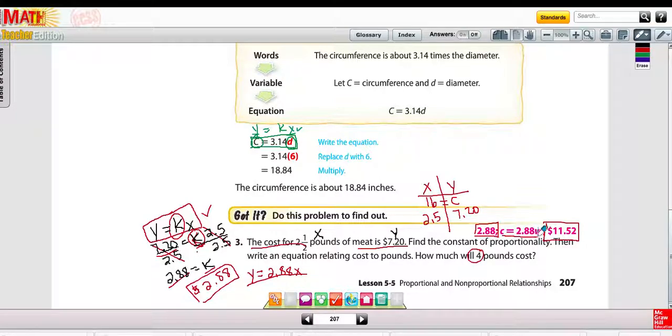So the constant of proportionality was 2.88. The cost formula, or if you will, equation, is going to be the cost equals 2.88w. Notice there they didn't use my same variables, x and y. That's totally fine. Just like up here, we didn't use x and y. But just to keep things straight, you can always use x and y if you want. And then we can plug in any value for x to find out the cost.